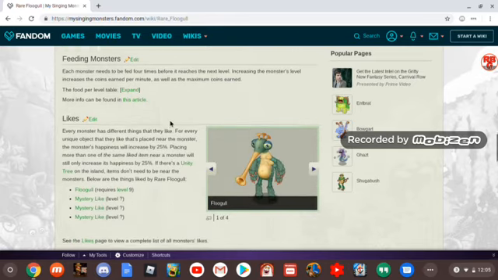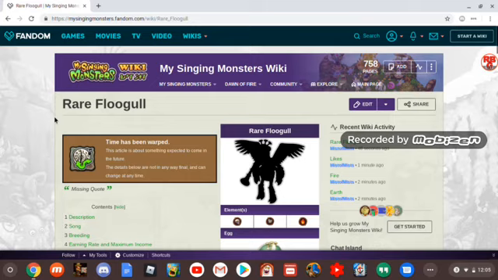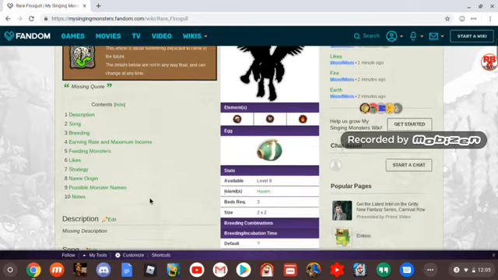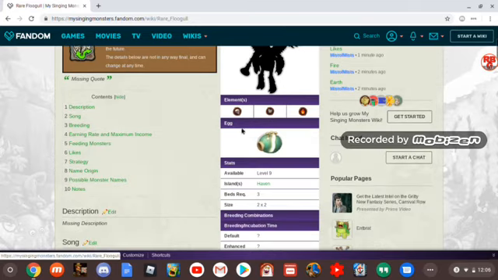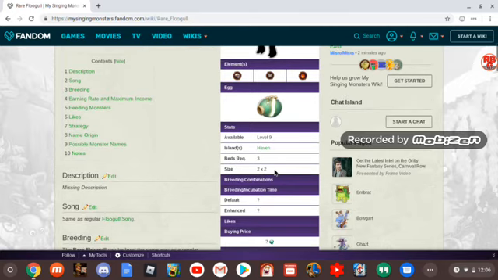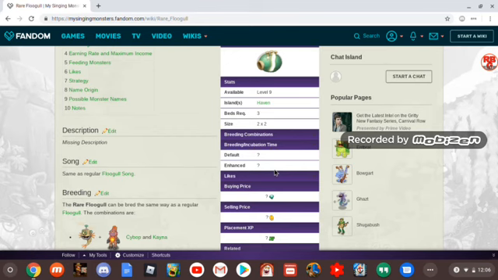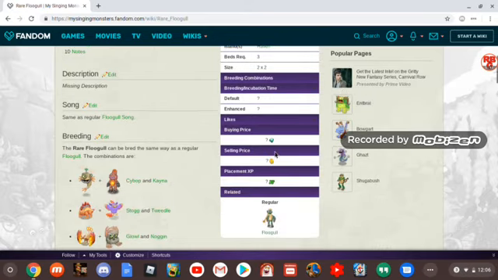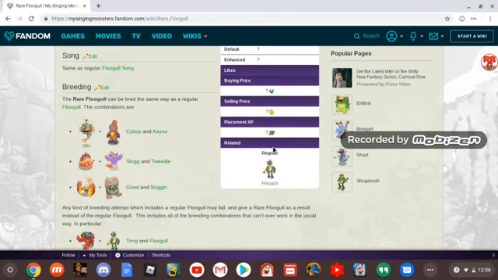Anyway, pretty much nothing is known because it hasn't come out yet. And right here it says stuff like that. That's the egg element available at level 9 islands. He's on Firehaven. Beds required 3, size 2x2. And then nobody knows breeding. Buying price unknown, selling price unknown, placement XP unknown, related Floogull regular.